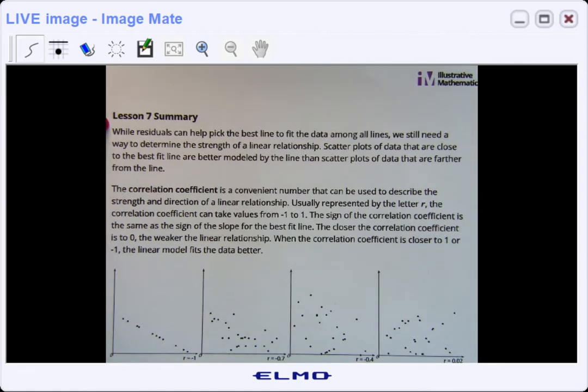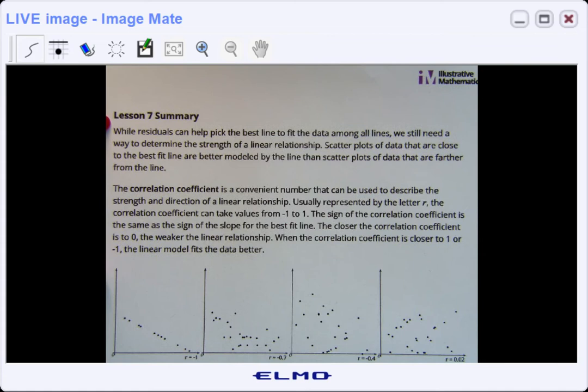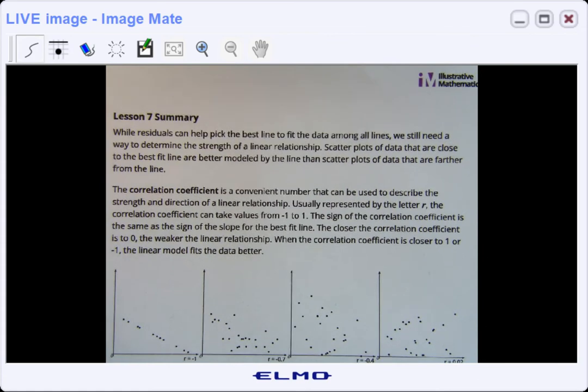We also covered Lesson 8, but Lesson 8 was just some context to go along with this. So this is the Lesson 7 summary. You can find it in your textbook.